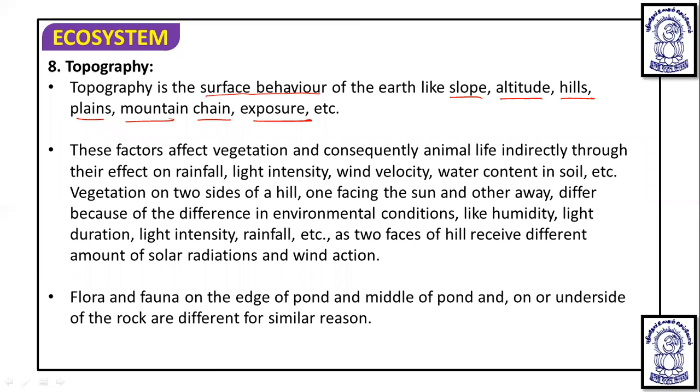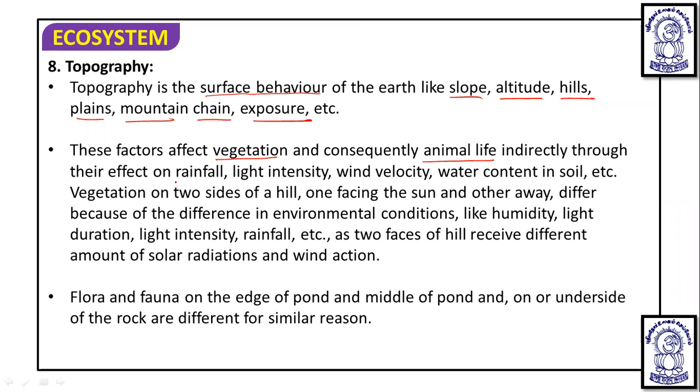So if we understand this topography in more detail, dear student, this factor affects vegetation, meaning which type of plants will grow, and consequently which type of animal life will be dependent on that particular vegetation. So obviously, this is the slope, this is the altitude, this is the hills, these are the plains. So their normal vegetation will not be there. Some different vegetation will be there. And the animal life will be indirectly dependent on this vegetation.